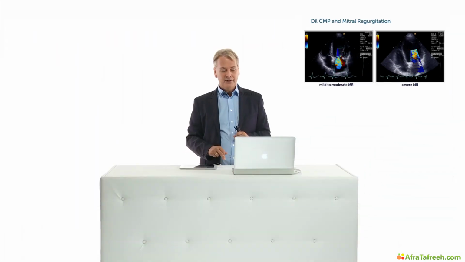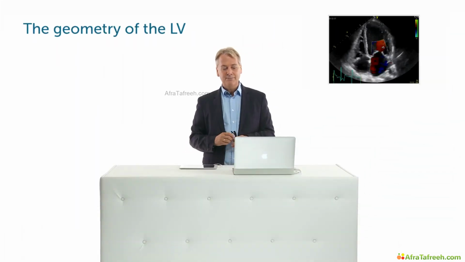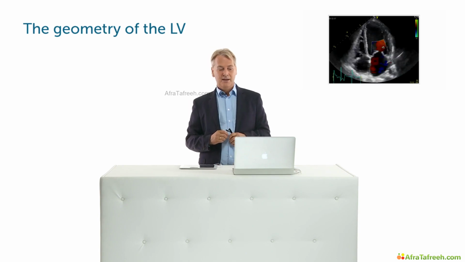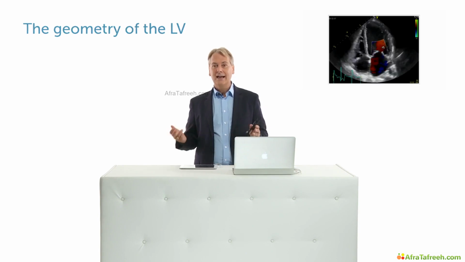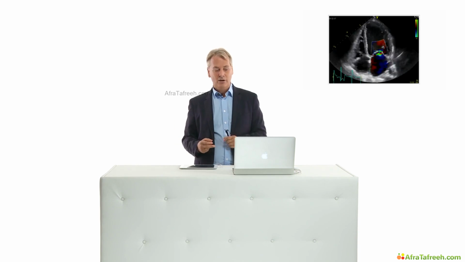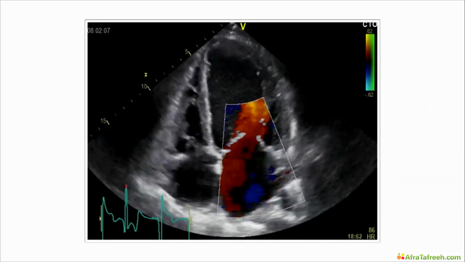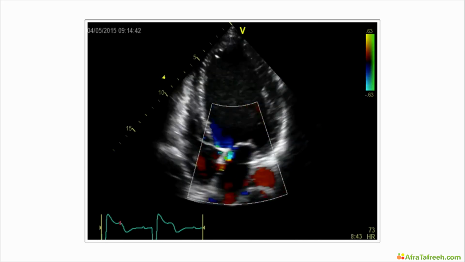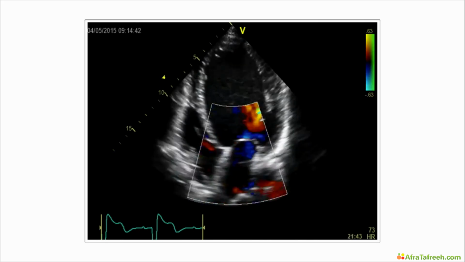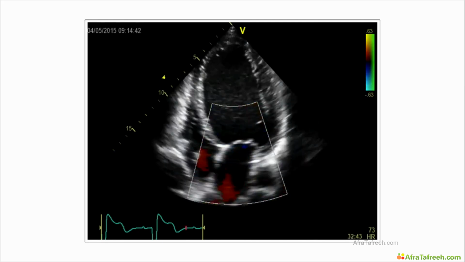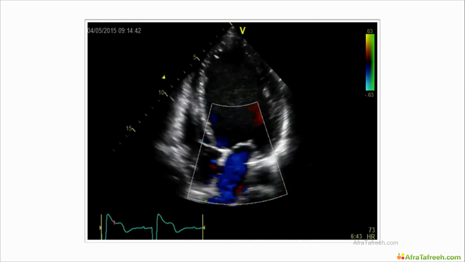The other issue that you should look into is the shape and configuration of the ventricle. Now, here's a patient who has a dilated left ventricle. He has dilated cardiomyopathy and he has mitral regurgitation, probably moderate to severe. And now take a look at this patient here. This patient has a ventricle which is actually even larger. It has a very spherical ventricle, but does he have mitral regurgitation?